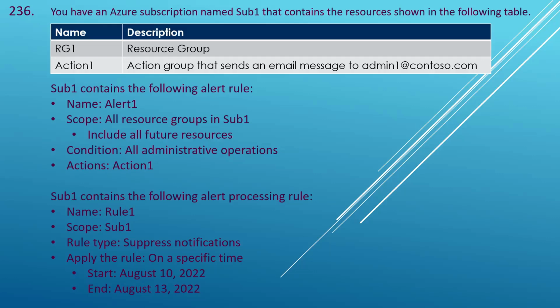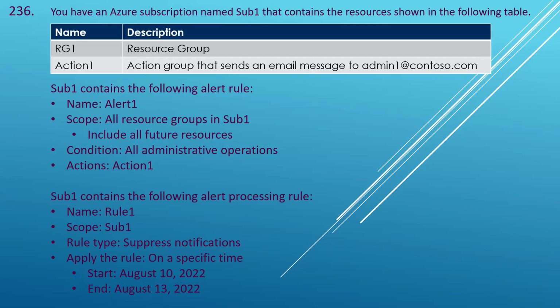Now Sub1 contains the following alert processing rule. Its name is rule 1. Again, scope is Sub1. Rule type is suppress notifications and apply the rule is set to on a specified time, and the time frame is August 10, 2022 to August 13, 2022.